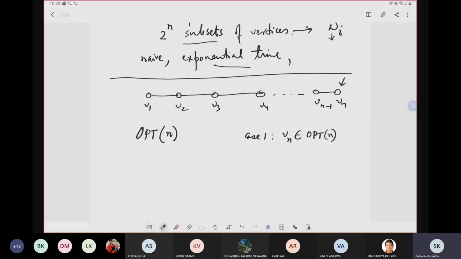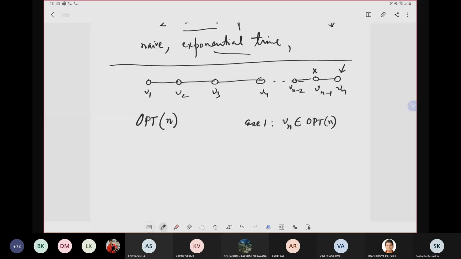This Vn minus 1 cannot be in the final independent set. But the vertex before it, Vn minus 2, may or may not be in the final independent set. So what will happen? I will include Vn, but I cannot take Vn minus 1. But out of V1 to Vn minus 2, what should be included? That I do not know. So this part I can think of as a new subproblem.